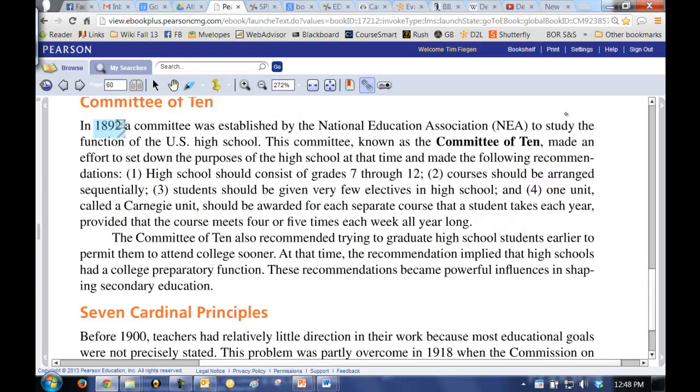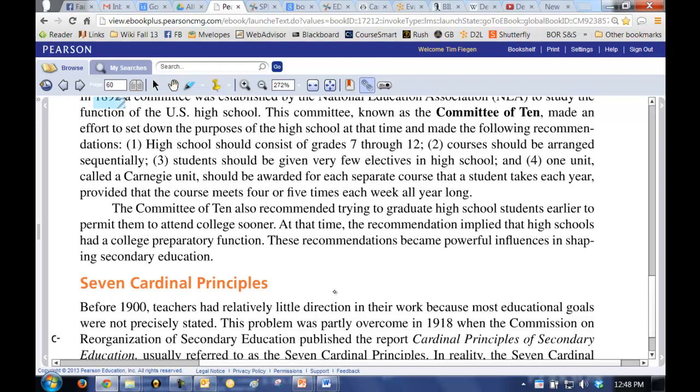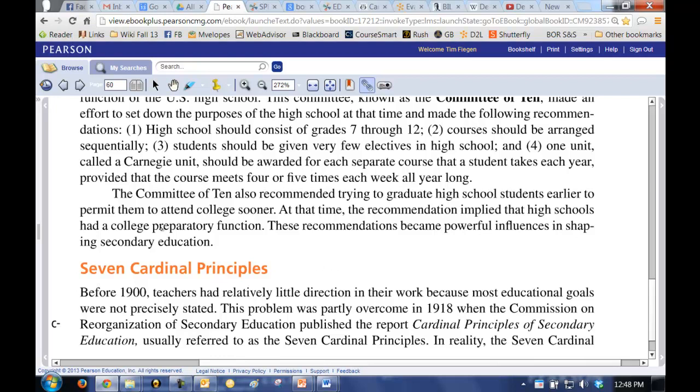High school should consist of grades 7 to 12. Courses should be arranged sequentially. Students should be given a few electives in high school, and 1 unit called a Carnegie unit should be awarded for each separate course a student takes each year, provided the course meets 4 or 5 times each week. The Committee of 10 also recommended trying to graduate high school students earlier, to permit them to attend college sooner. At that time, the recommendation implied that high schools had a college preparatory function. That was their focus: how to prepare students for college.